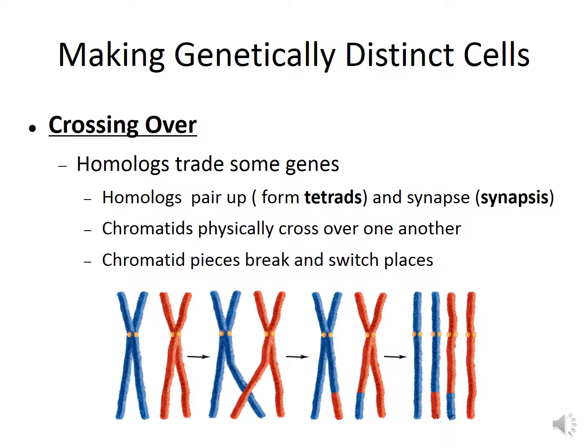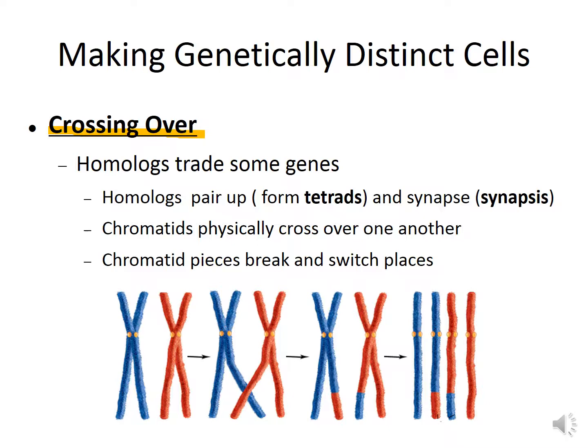Next, we need to discuss a couple of the processes that make these cells genetically distinct from one another, or genetically different from one another. And the first one I want to discuss is something called crossing over. In crossing over, the chromosomes are going to trade some of their DNA. The copies from mom and the copies from dad are going to get together and swap some genes. And this happens physically inside the cell. So let's take a look at it.